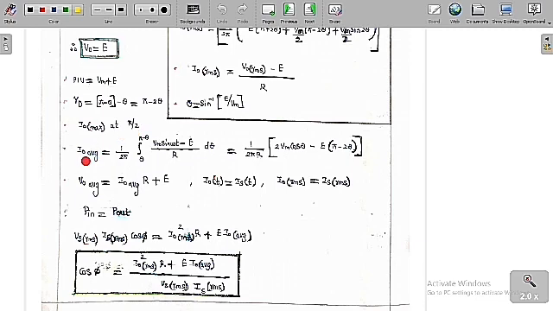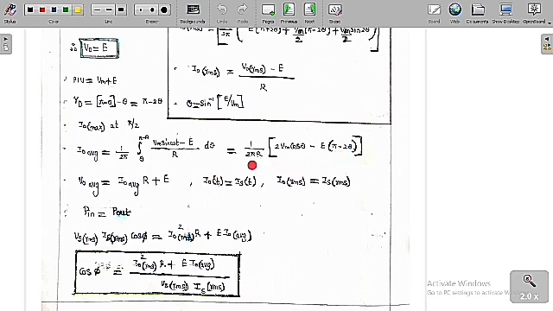So now I want to find the average value of the current. The average value of the current is equal to 1 by 2 pi times the integral, because only from theta to pi minus theta is the current present, and the current expression is (Vs of t minus E) by R, which is (Vm sin omega t minus E) by R, d theta. If we solve this, finally we get 1 by 2 pi R into [2 Vm cos theta minus E (pi minus 2 theta)].